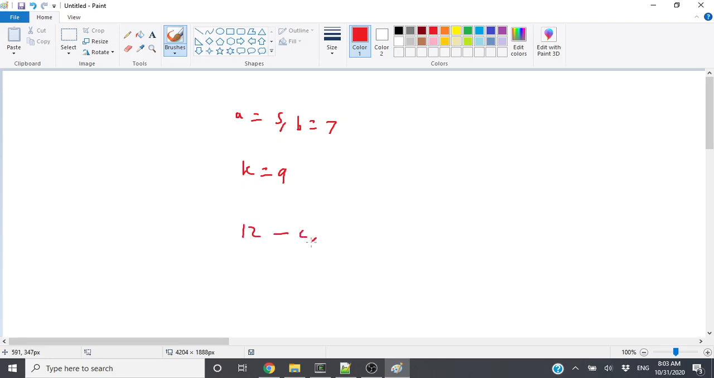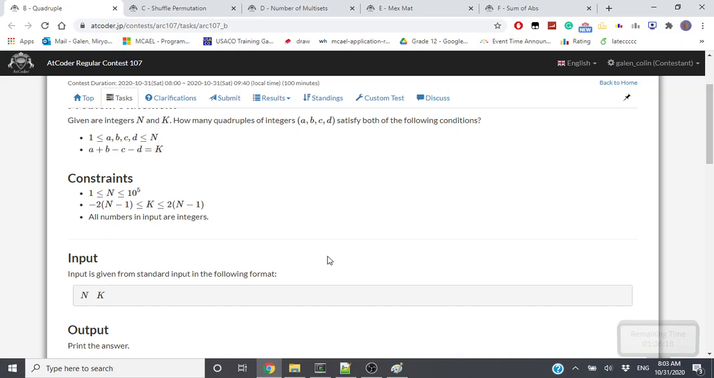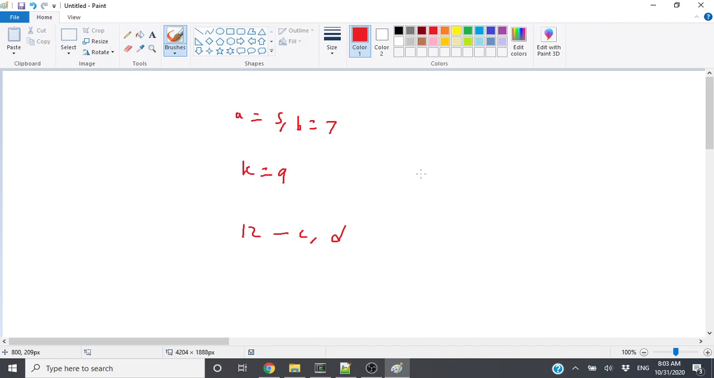Then we have 12, and we need to subtract two numbers, C and D, that sum to 3, which is simple because, well, the possible pairs that sum to any number X are 1, comma, x minus 1; 2, comma, x minus 2; etc. You can do the downward dots to be cool. x minus 2, comma, 2; and x minus 1, comma, 1. Okay, now, like, what does that do? How do we efficiently compute this?